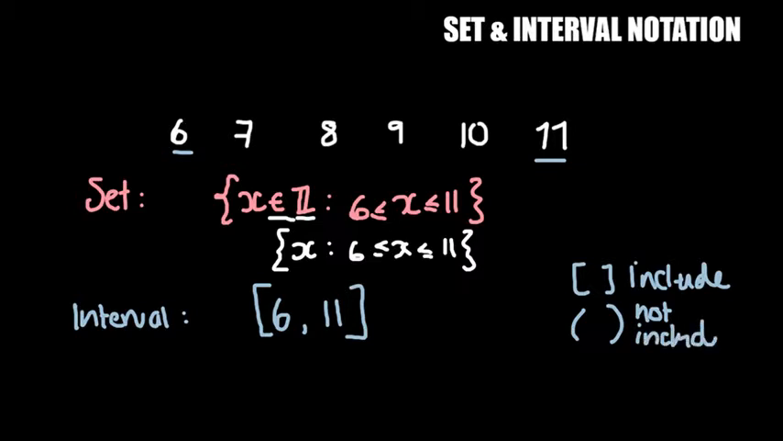So I could equally write this, I guess, as 5, 12, non-inclusive, because I'm actually then including 6 through to 11.